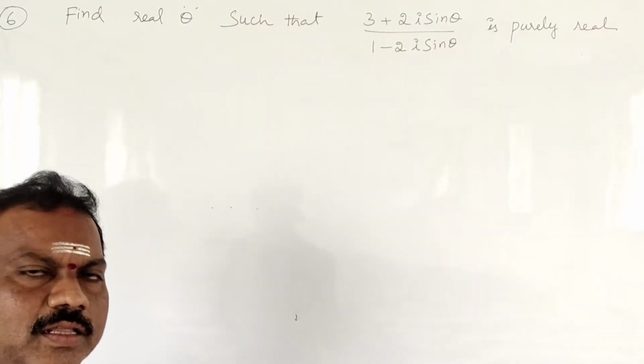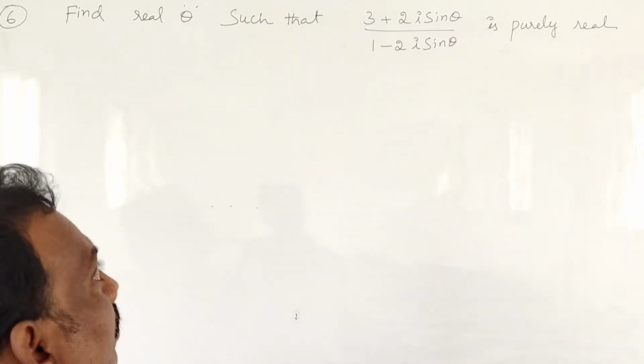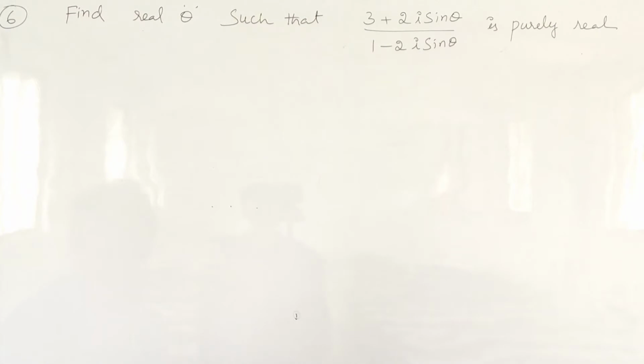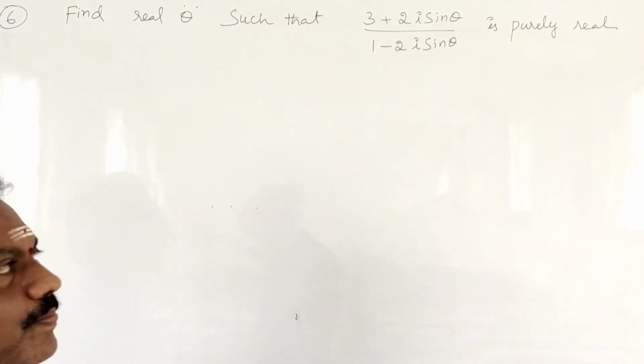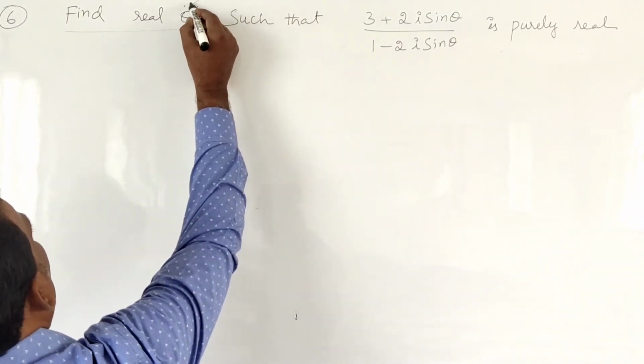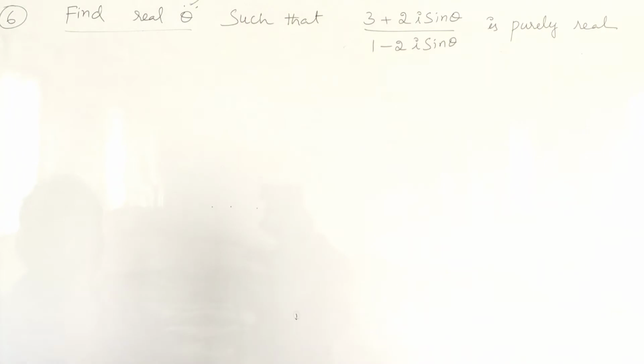See students, this is also one more important problem they give in the board exam. Find real theta such that (3 + 2i sin theta) / (1 - 2i sin theta) is purely real. First you have to know the meaning of that question. Find real theta, that means what are all the values for theta. Real values of theta we have to calculate.